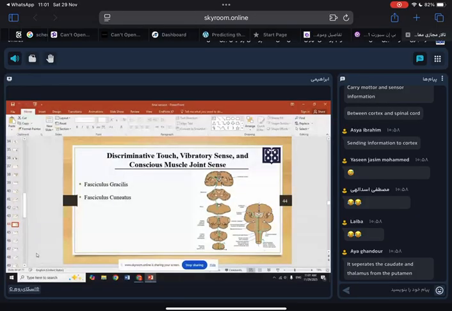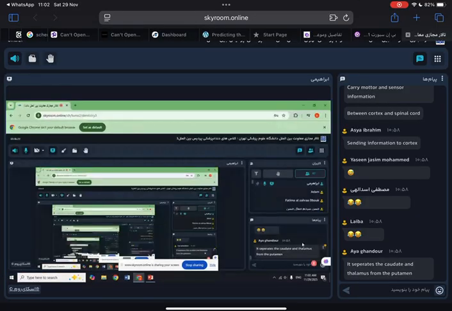The next tract, fasciculus gracilis and fasciculus cuneatus. Tell me, some of you, I told you before about the gracilis and cuneatus. Tell me what the gracilis and cuneatus were. Don't use ChatGPT and think. What was gracilis and what was the cuneatus tract?